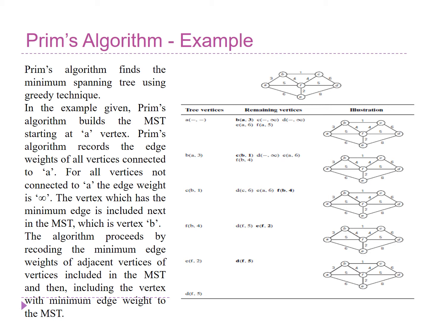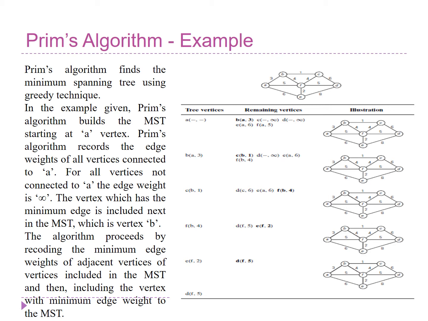Vertex A is connected to vertex B with an edge weight of 3, which is recorded. Vertex E is connected to A with an edge weight of 6, which is recorded. And similarly, vertex F is connected to vertex A with an edge weight of 5, and it is recorded. Vertex C and vertex D are not connected to vertex A, hence their edge weight is recorded as infinite.